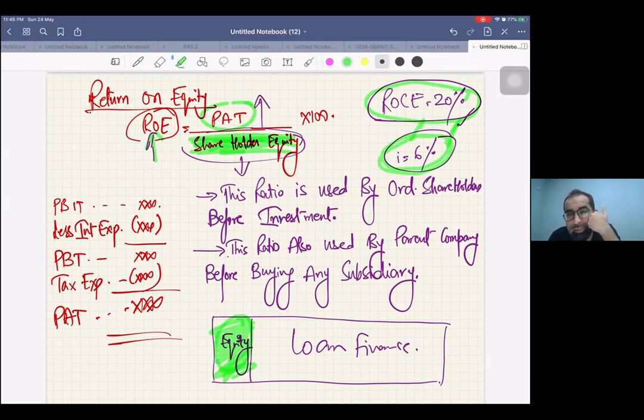A loan is a fixed cost, and a fixed cost you have to pay whether you are earning or not. Take COVID as an example. In COVID, everything was halted. You are not making any money, but you still have to pay your interest. So such debt-financed businesses are riskier in terms of COVID and such pandemics.